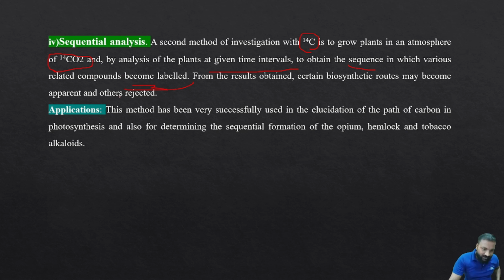For applications, this method has been very successfully used in illustration of the path of carbon in photosynthesis. Also for determining the sequential formation of opium, hemlock and tobacco alkaloids. You should remember all the compounds which are investigated, so that it will be good enough to answer all the questions that we are expecting.